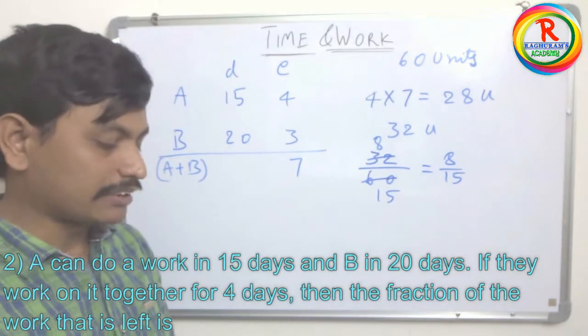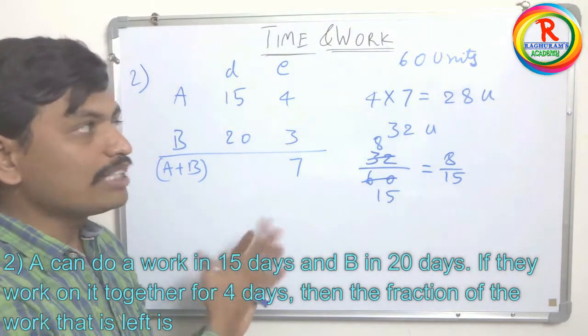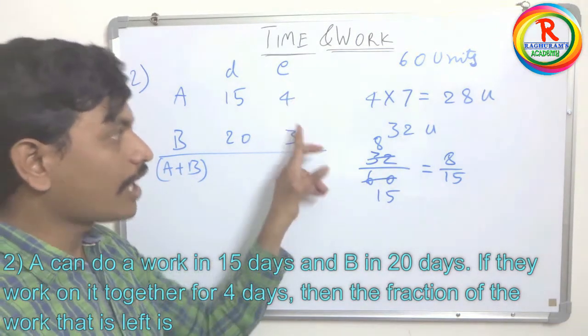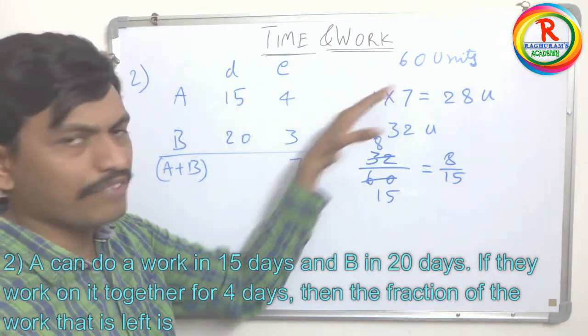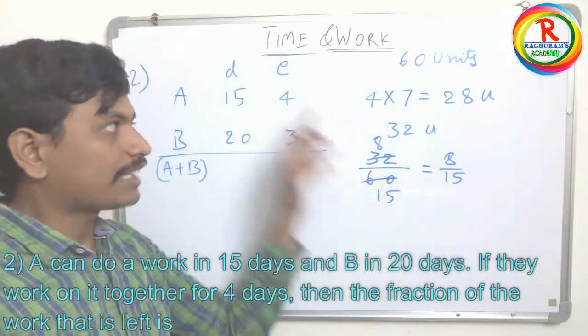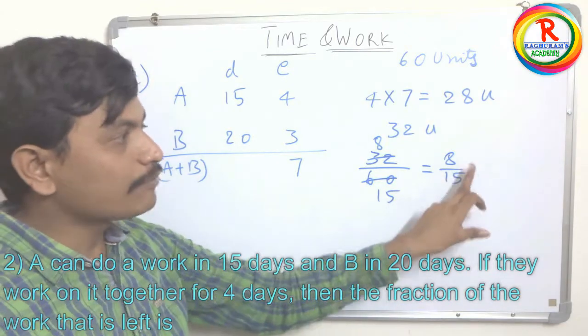So the normal method without taking efficiency is a complicated method. We get so many fractions. In my own method, I am taking the efficiency. If you take the efficiency, we won't get fractions anywhere; only at the answer we get the fraction. If you get fractions in the middle, we get confusion. So the answer is 8 by 15.